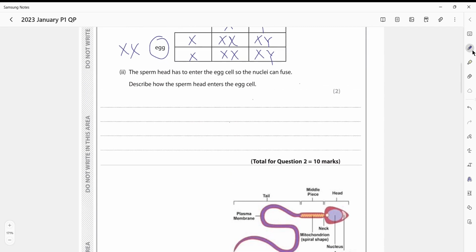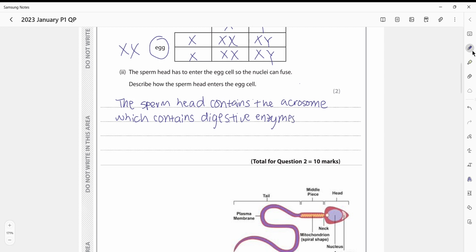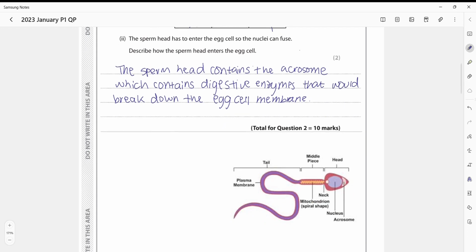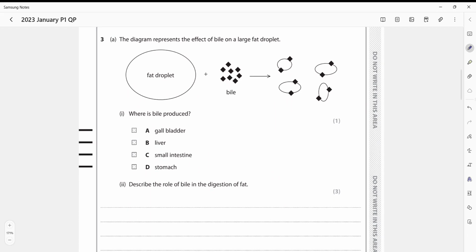So describe how the sperm head enters the egg cell. So the sperm head contains the acrosome, which contains digestive enzymes that would break down the egg cell membrane. Okay, let's go on to question 3.